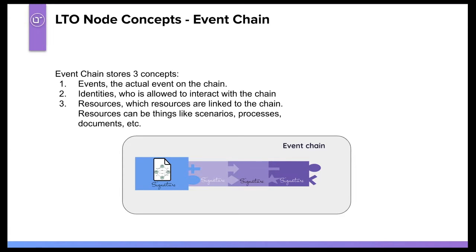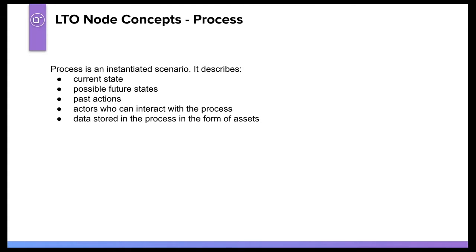Also, the resources that are used on this chain are stored in this event chain. Here you can think of scenario IDs, process IDs, document IDs, and identity IDs. Last is the process. The process describes the current state of your workflow. It also includes possible future states, past actions, and actors who are able to interact with the process. So every action can only be performed by a specific actor. And of course, all the data used to run this process is also stored in the process.